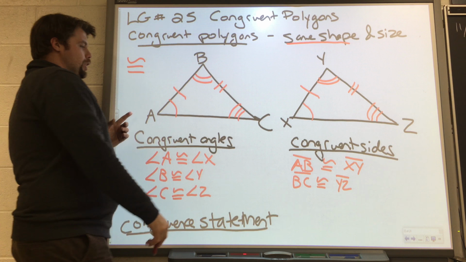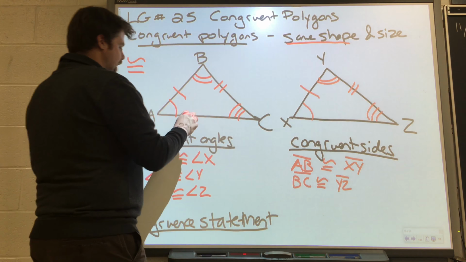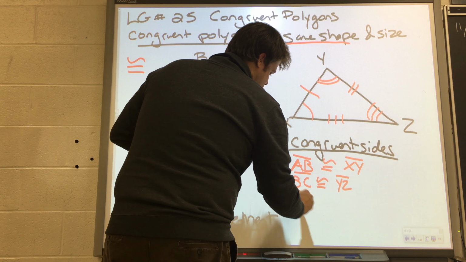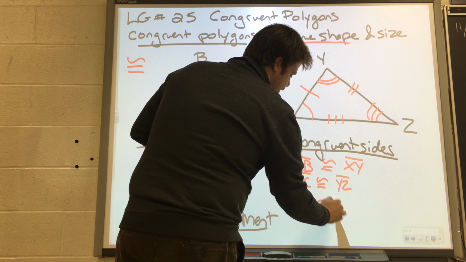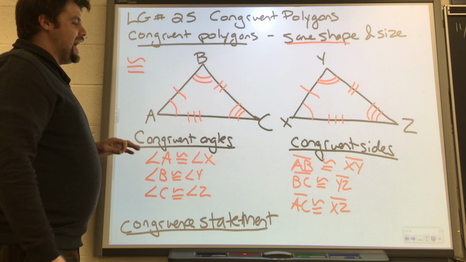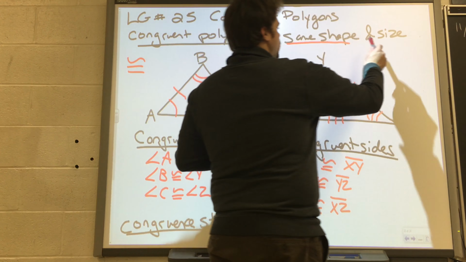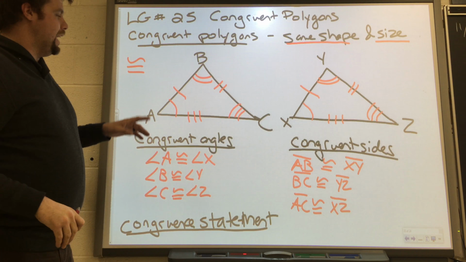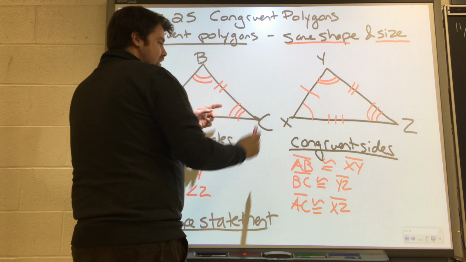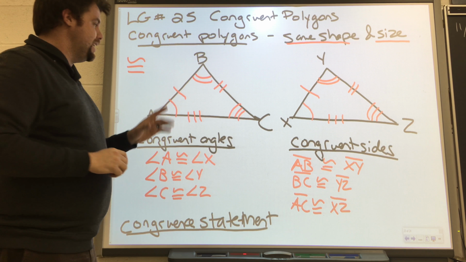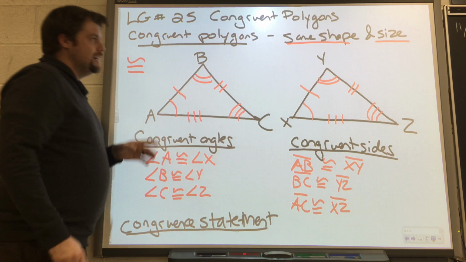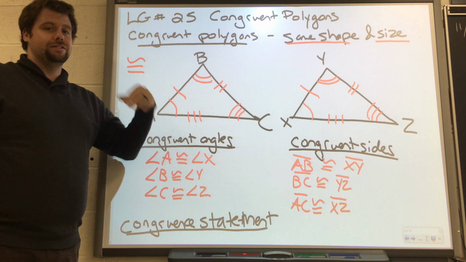And then finally, the third side, AC, has to be congruent to the third side, XZ also. So AC has to be congruent to XZ. And again, what we need to understand here is that for a polygon to be congruent, they have to have the same shape, meaning every angle over here has to have a matching angle it's congruent to over there. So A and X, B and Y, C and Z. And it has to have the same size. So this side is the same length as that side, and this side to that side, and this side to that side. Same shape and same size makes polygons congruent.